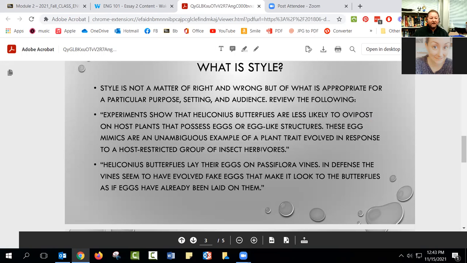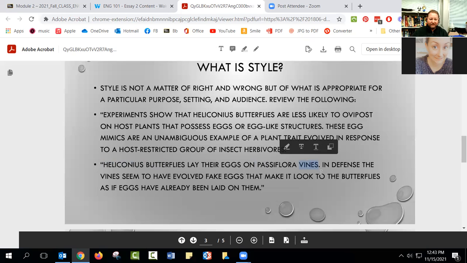I'm totally lost. So the same writer can write it this way instead, understanding that the audience might be different. "Heliconius butterflies lay their eggs on passiflora vines. In defense, the vines seem to have evolved fake eggs that make it look to the butterflies as if eggs have already been laid on them." So I still don't know what a heliconius butterfly is. I'm not exactly sure what a passiflora vine is, but now at least I know this is some kind of vine that these butterflies like to lay their eggs on.